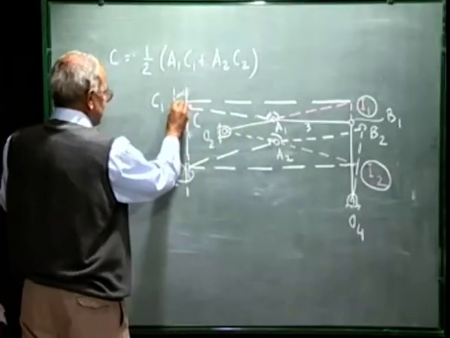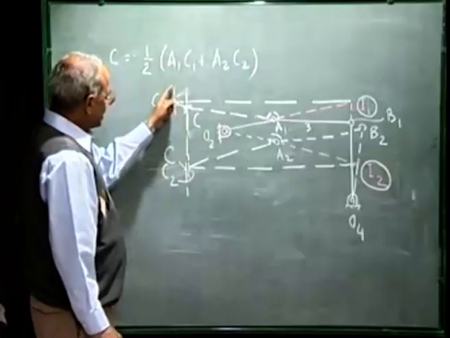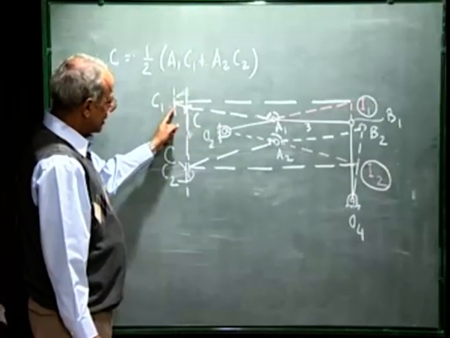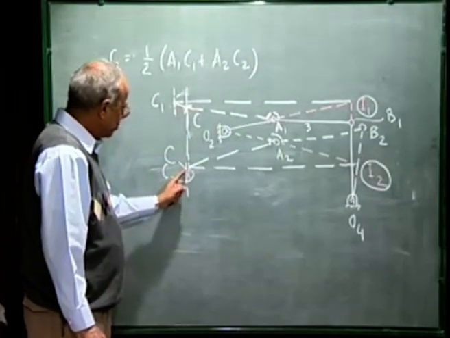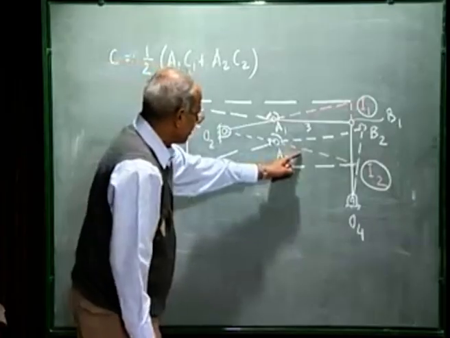The point is this: the point C1 has a fairly good straight line here at the first configuration. The point C2 has a fairly good straight line at the second configuration.